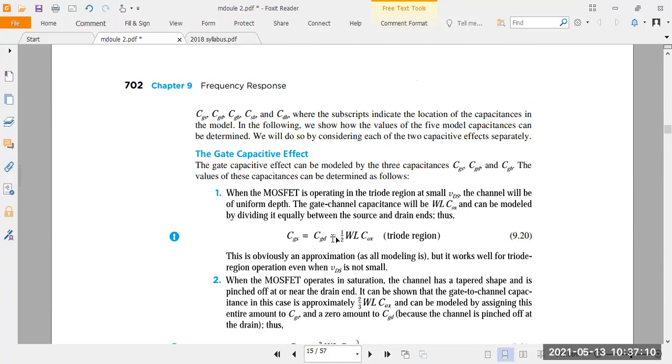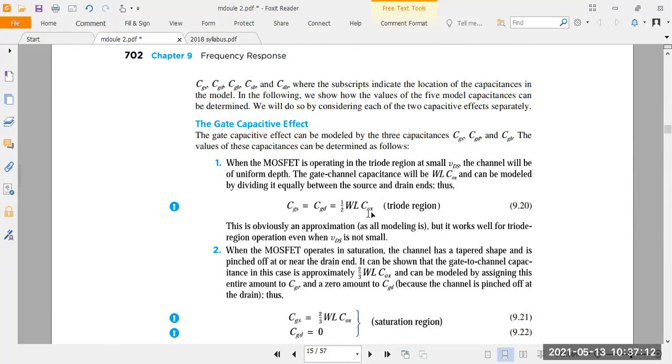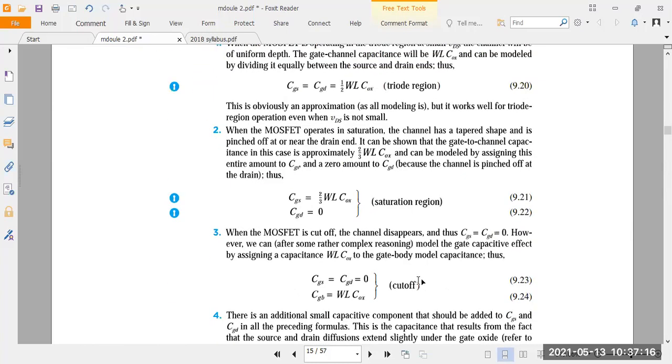Understood? Explain the equations. When the transistor is in linear condition, saturation condition, or cutoff condition, what are the responsibilities of the capacitances that you have to mention here? Suppose the transistor is in linear condition, what is the activity of CGS? You have to mention everything. So that we'll discuss in the next class.